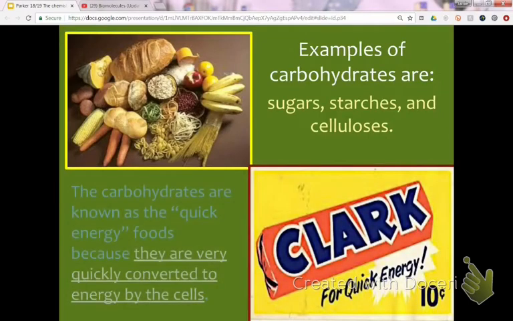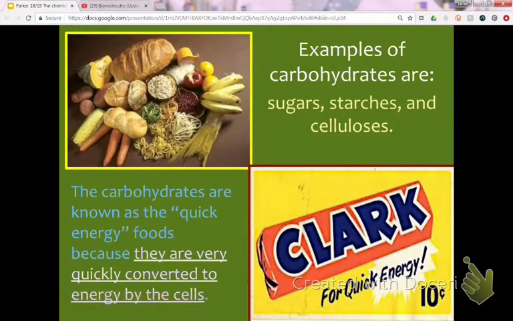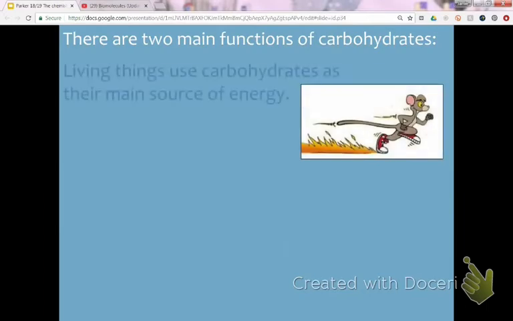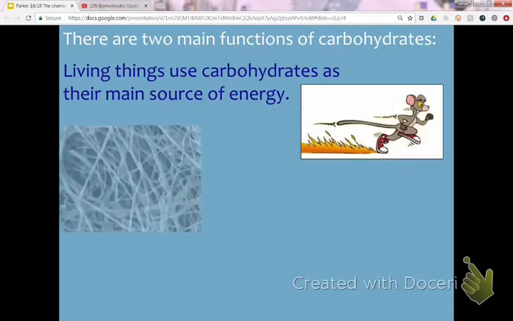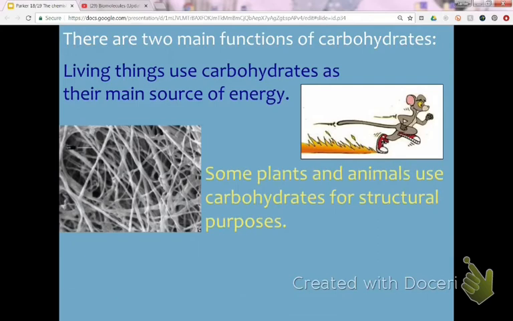Okay. These carbohydrates are known as the quick energy foods because they're very easily converted into energy by the cell. This is why you eat a candy bar and in about 5 minutes you're like, hey, I'm feeling good. All right. So there are 2 main functions of carbohydrates. First, living things use these as their main source of energy. The second is that some plants and animals use carbohydrates for structural purposes. That's like what gives celery its strength.